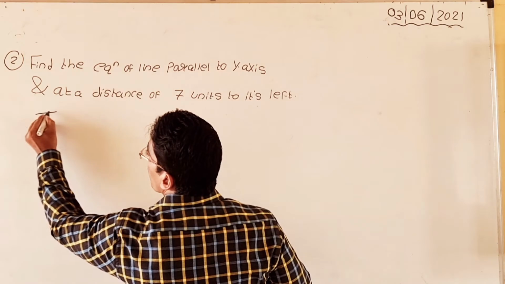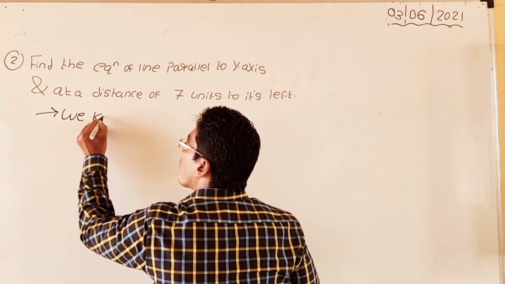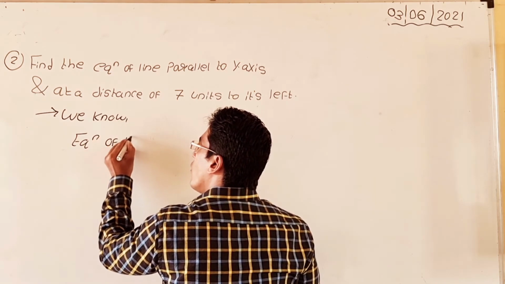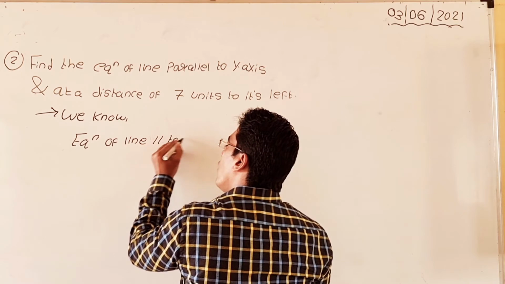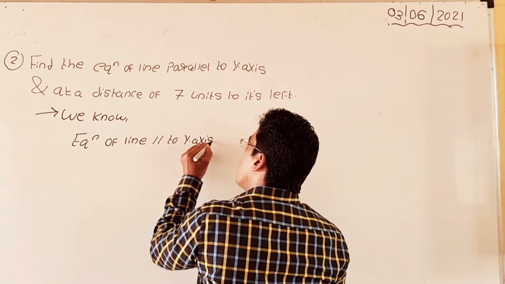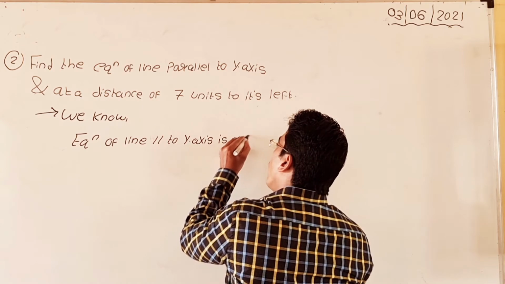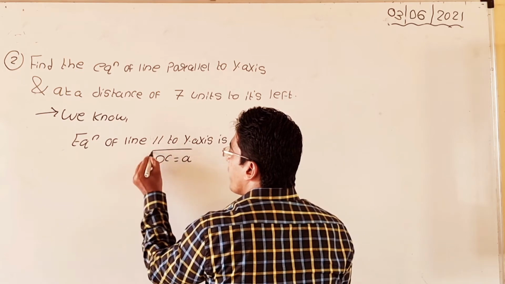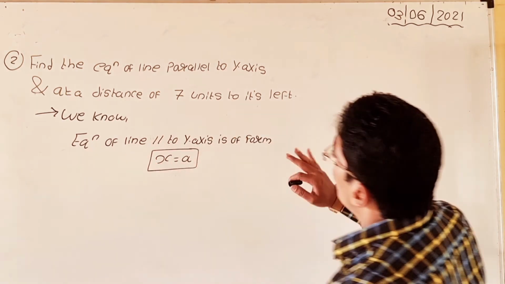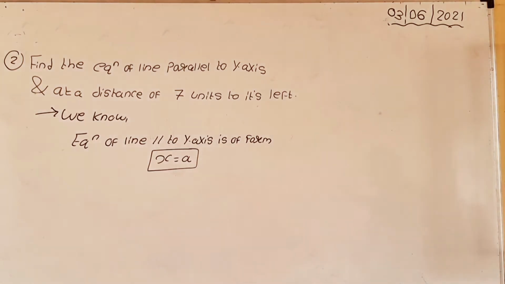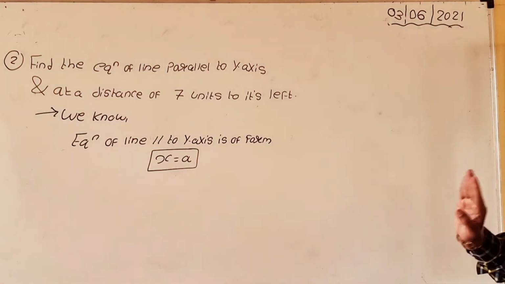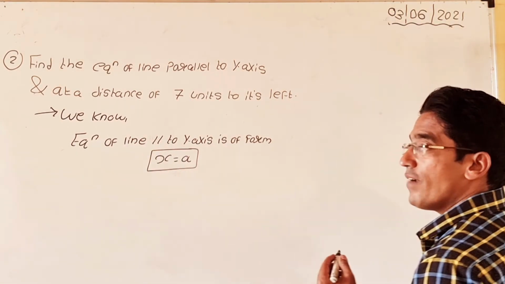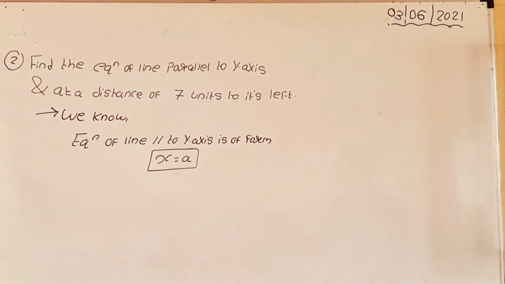So we know the equation of a line parallel to the y-axis is of the form x is equal to a. Now, what else is given to us? That line is at a distance of 7 units to its left. To its left means negative. And what is the distance? 7. So, in this case, a is equal to minus 7.